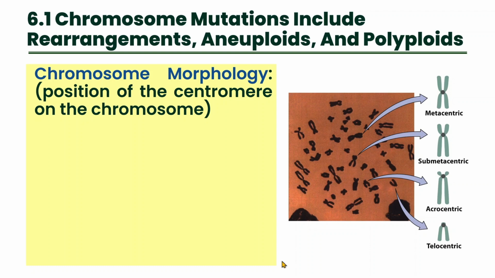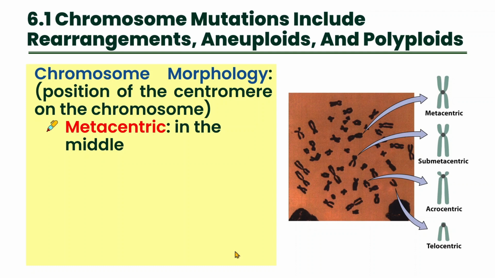Now that we know what the centromere is and where it's located, let's see how its position actually affects the shape or morphology of the chromosome. So when we speak of chromosome morphology, we are simply talking about the position of the centromere on the chromosome.